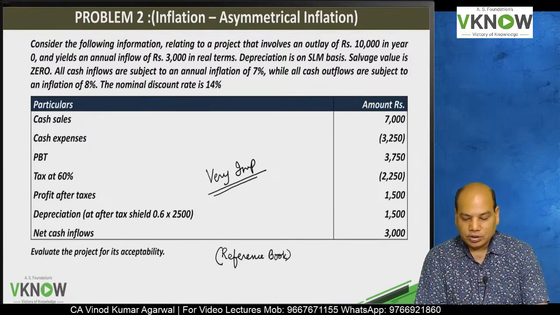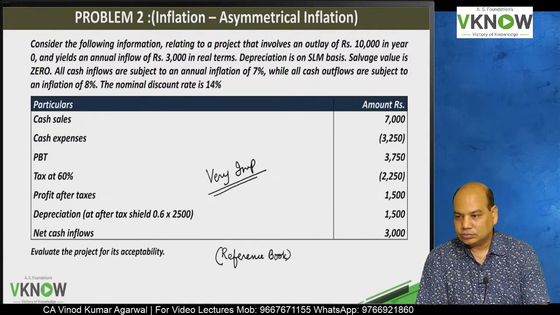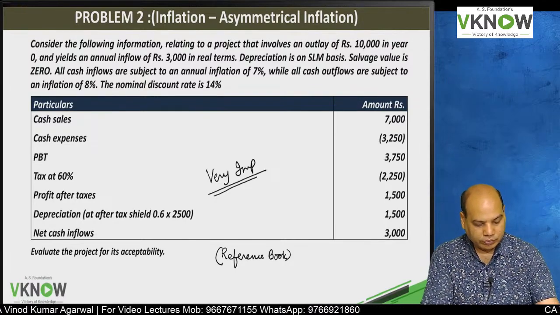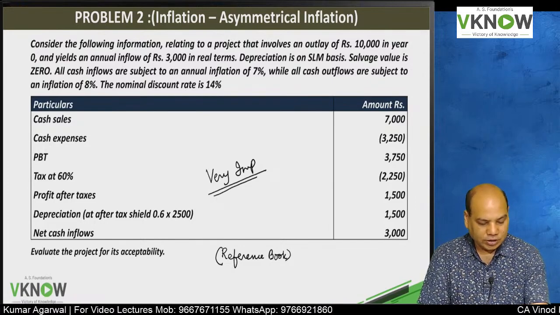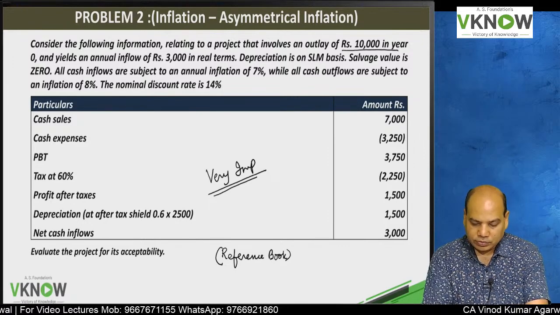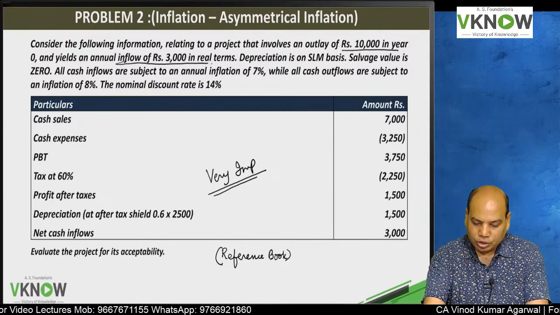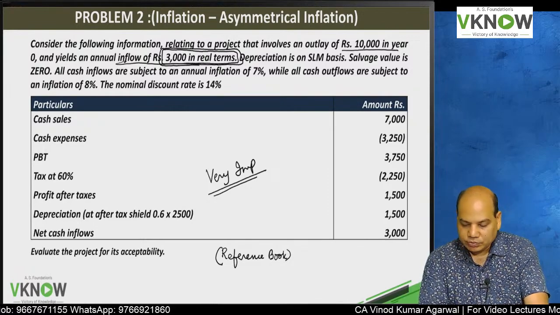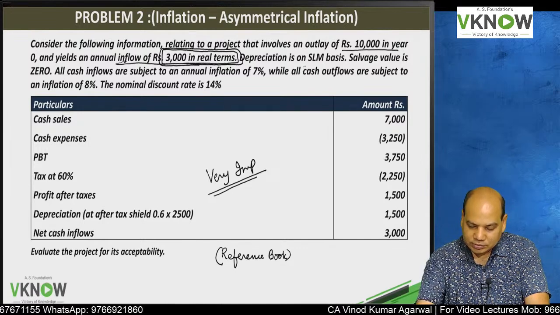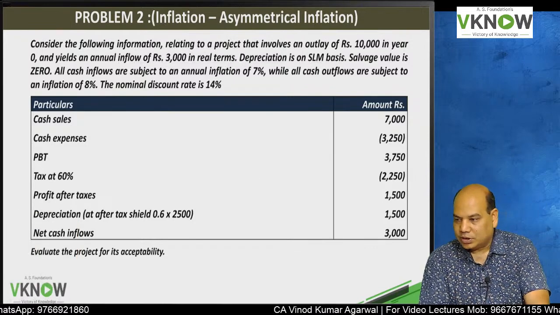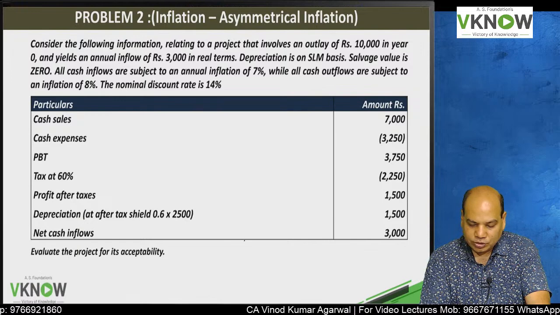That is the rule. Consider the following information relating to a project that involves an outlay of rupees 10,000 in year 0. First year 0 outflow 10,000 and yields an annual inflow of 3,000. Underline, in real terms. The cash flow is in real terms. Depreciation is on straight line method. This time depreciation is also there. Salvage value is 0.